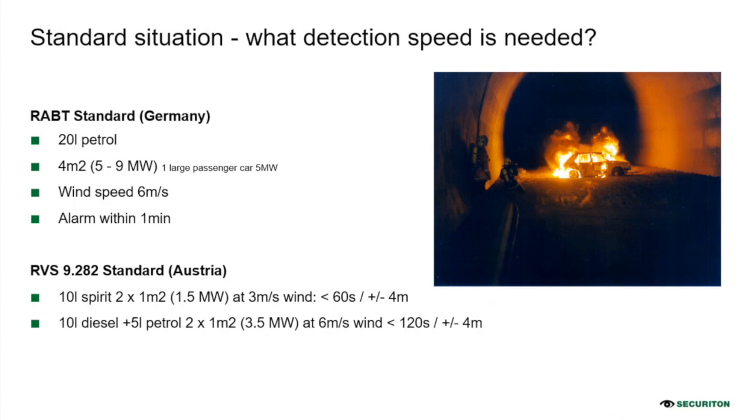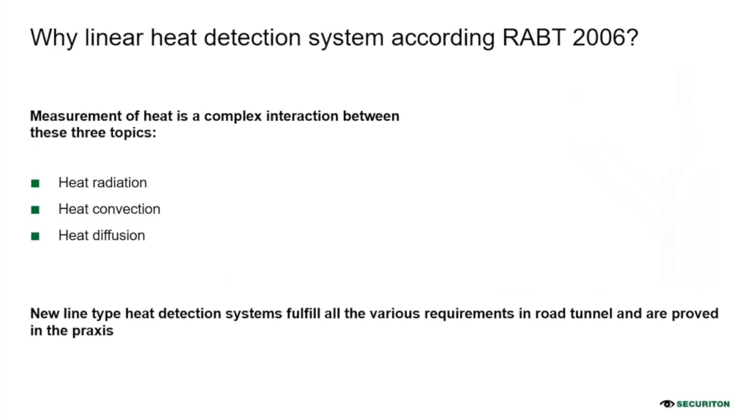So they do different fire tests. They also do fire tests with diesel, for example, or 5 liters of petrol, so they reach 3.5 megawatts. And then they speed up the ventilation a little bit, because the faster the ventilation, the more difficult it is to detect the temperature on the top of the ceiling. Also here they have a limit of 120 seconds. So those are some typical standards in the national regulations. Not all have this regulated in their standards, but it's important because this is where they measure the system at the end.